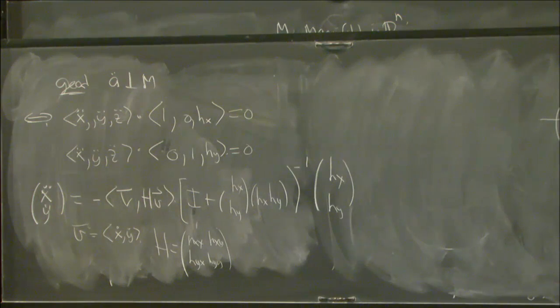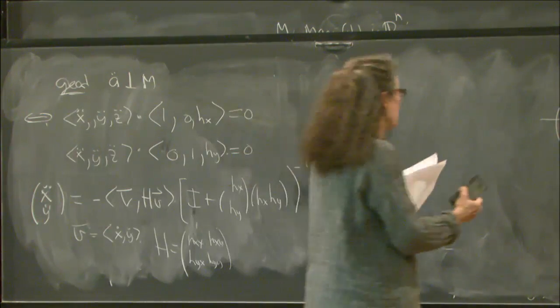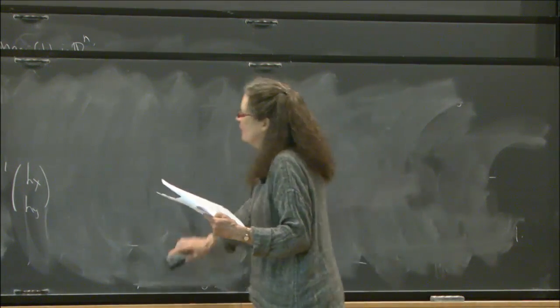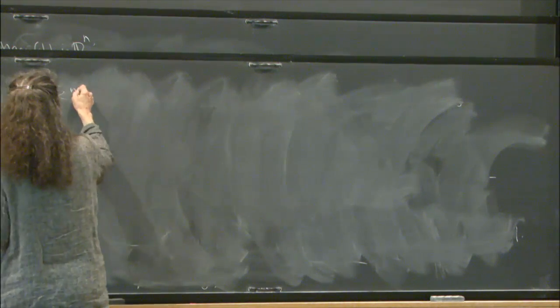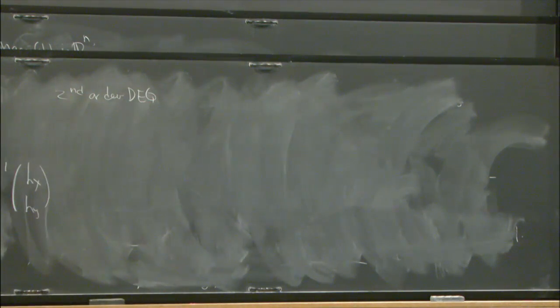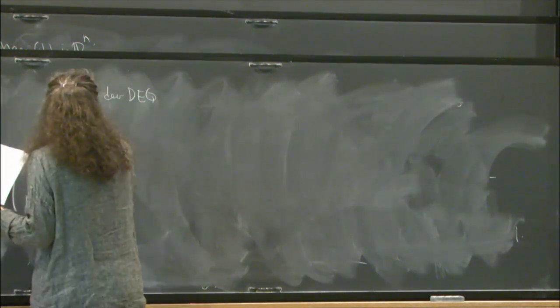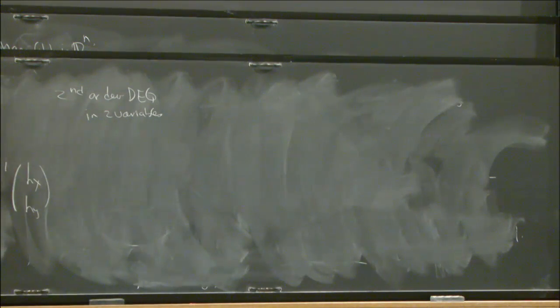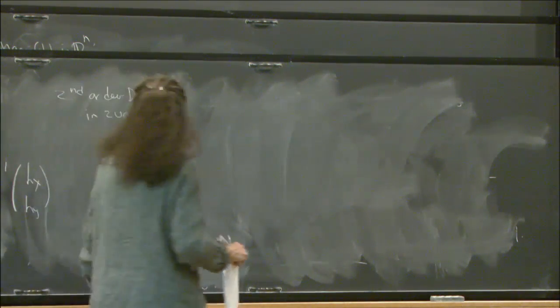And so what do we have now? This is a second order differential equation in two variables. The variables are x and y. The z is going to follow because it has to stay on the manifold, so z will just be h of x and y.